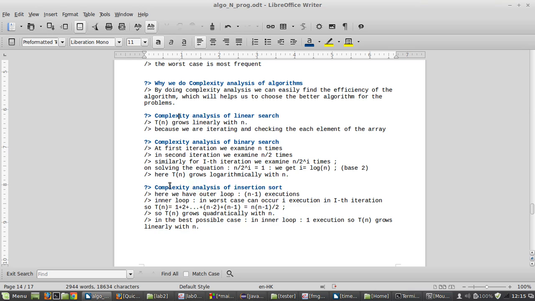So from this concept we say that the execution time grows logarithmically with n, that is log of n. The complexity of binary search is log of n.